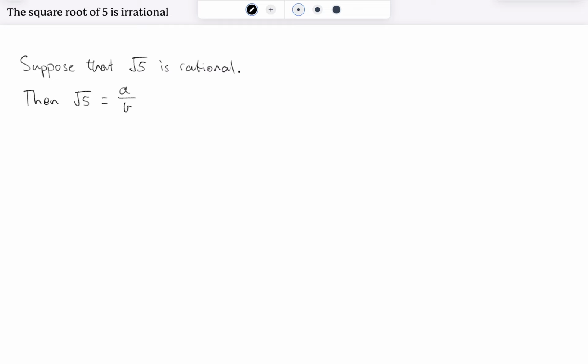And we have to assume that a and b are fully simplified, in other words, that they are co-prime, or that their greatest common divisor is 1. So we can make that assumption that the greatest common divisor between a and b is 1. And of course, b is a non-zero value.